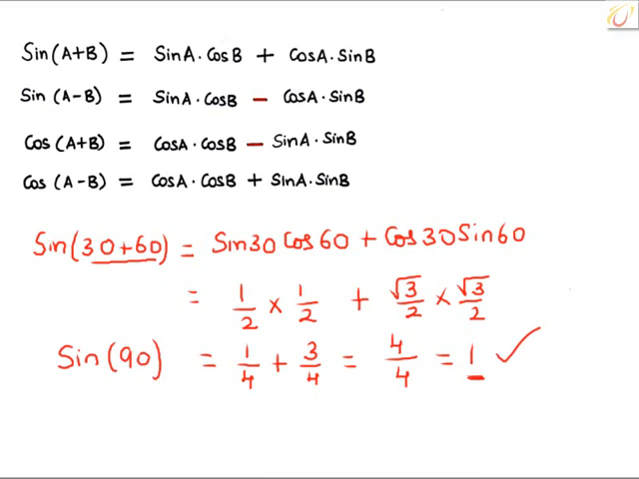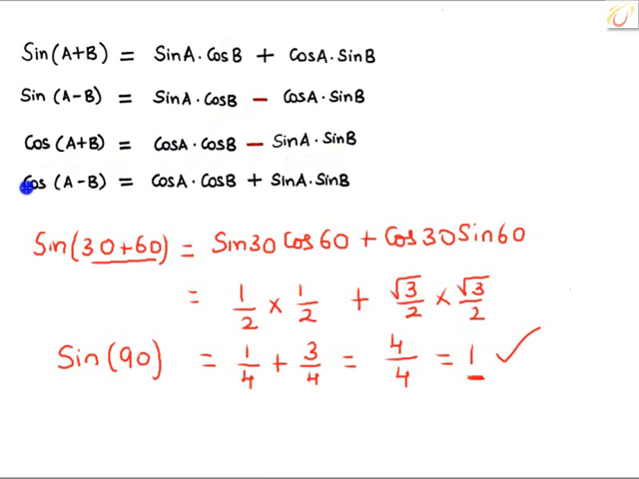Similarly, you can work out the formulas for sin A minus B, which will be sin A multiplied by cos B minus cos A multiplied by sin B. The formula looks same as sin A plus B, but the difference is the negative sign, which you can see here. Similarly, for cos, we have a formula.